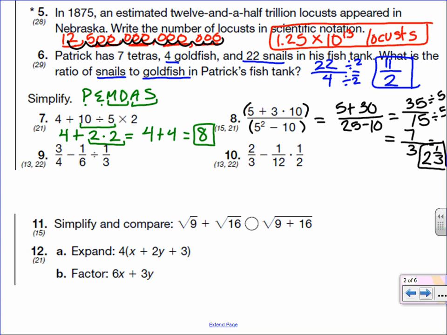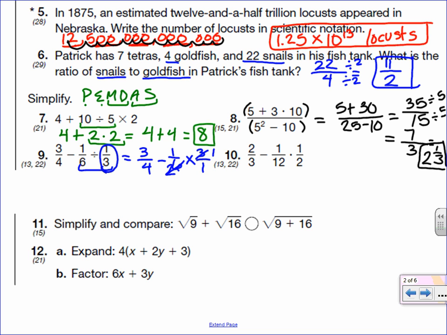In number 9, we have order of operations with fractions. And we have division comes before the subtraction. And when we divide a fraction, we flip the second one so that it's its reciprocal, and we multiply instead. So we have 3/4 minus, and then 1/6 times the reciprocal of 1/3, which is 3/1. So then we have 3 and 6 are diagonal. 3 divided by 3 is 1, and 6 divided by 3 is 2.